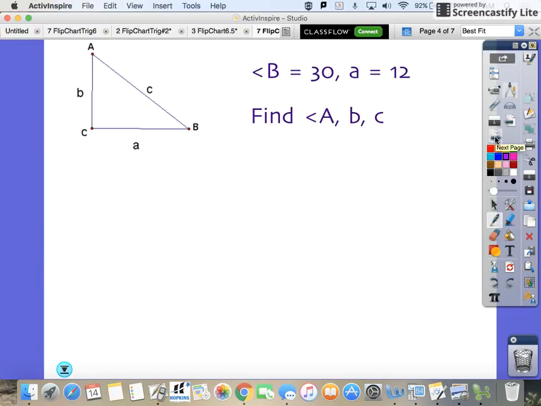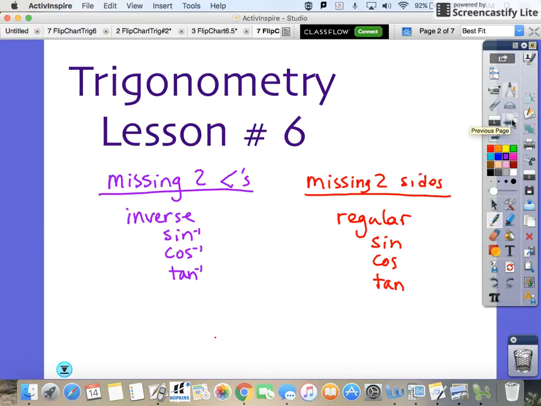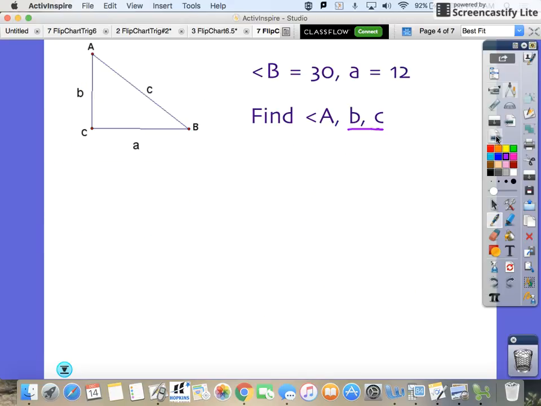So this next one, on this one we need to find one angle and two sides. So we need two sides. That means we need to use the regular sine, cosine, tangent. So start by labeling what you know. You know that angle B is 30. A is 12. Well, we technically know what angle A is, but before we do that, let's circle B because it's what we're given, and we'll label our sides based on that. So this is going to be our op, height, adjacent.